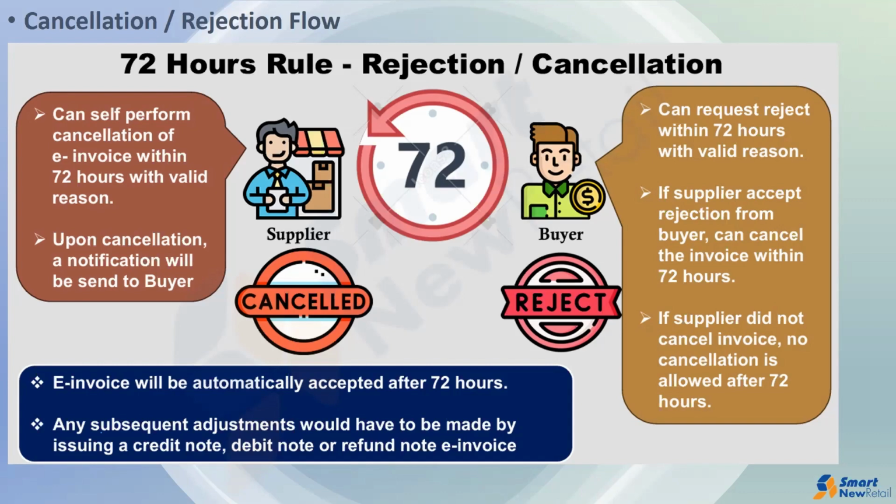I repeat again. For the 72-hour rule for rejection or cancellation, the supplier can self-perform cancellation of the invoice within 72 hours with a valid reason. Upon cancellation, a notification will be sent to the buyer. The buyer can request rejection within 72 hours with a valid reason. If the supplier accepts the rejection from the buyer, they can cancel the invoice within 72 hours. If the supplier does not cancel the invoice, no cancellation is allowed after 72 hours.